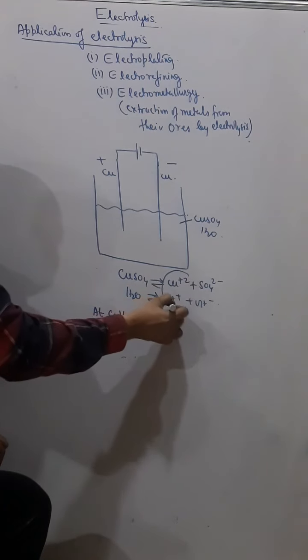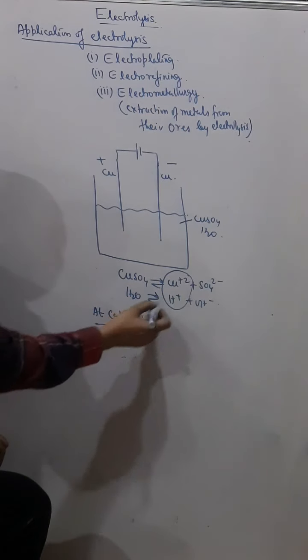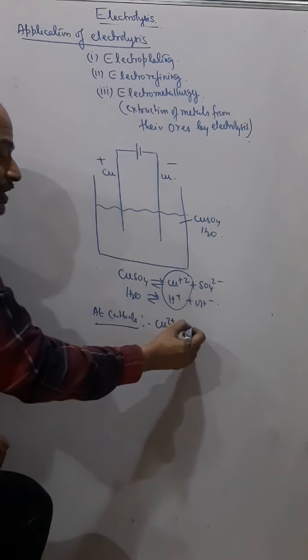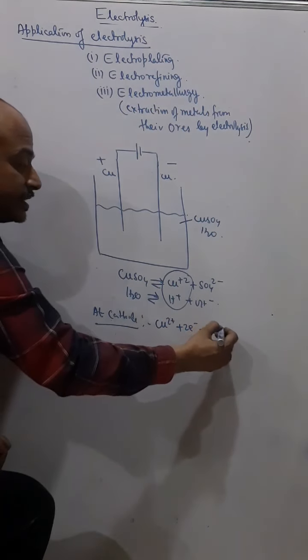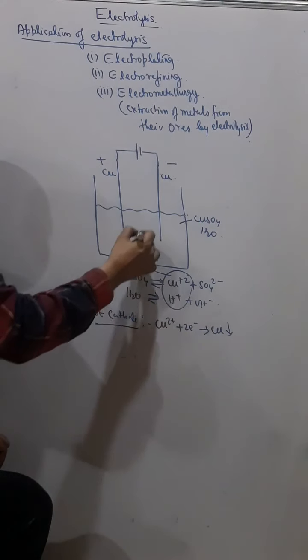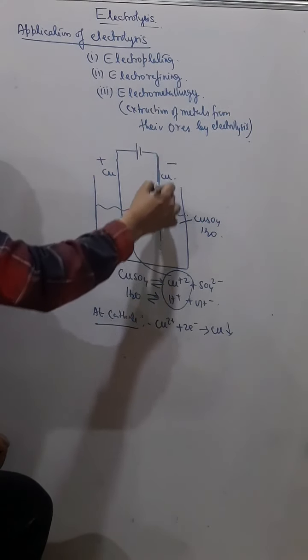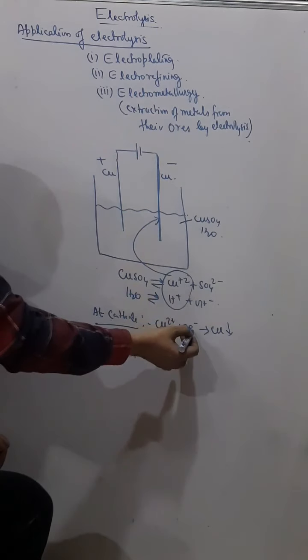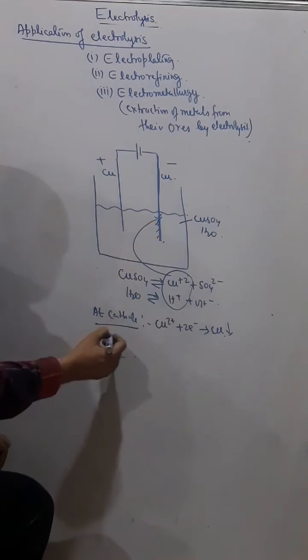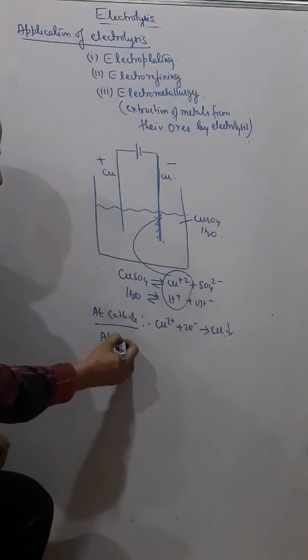Both Cu2+ and H+ ions migrate towards the cathode, but which will discharge? Cu2+ plus 2 electrons gives Cu. So the copper sulfate goes towards this copper cathode, gains 2 electrons, and it is getting deposited there. And at the anode, what happens?